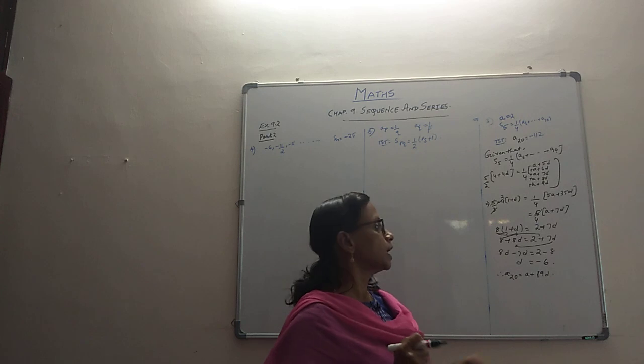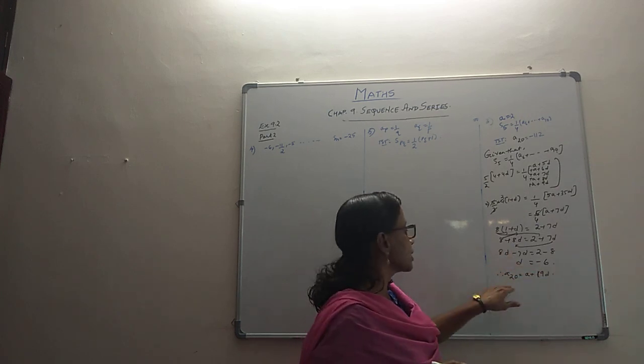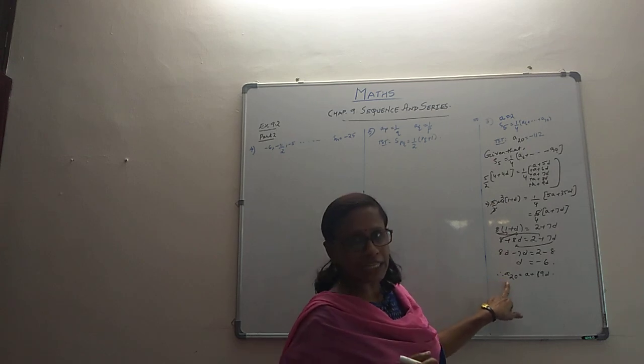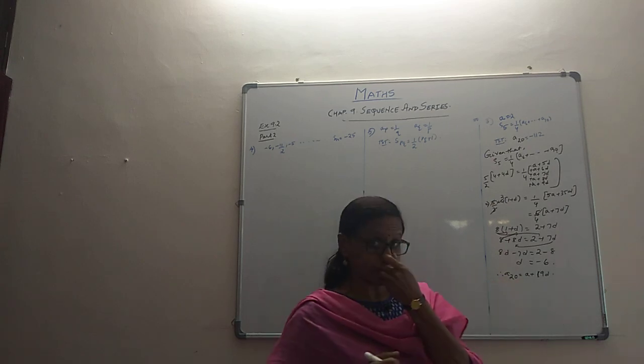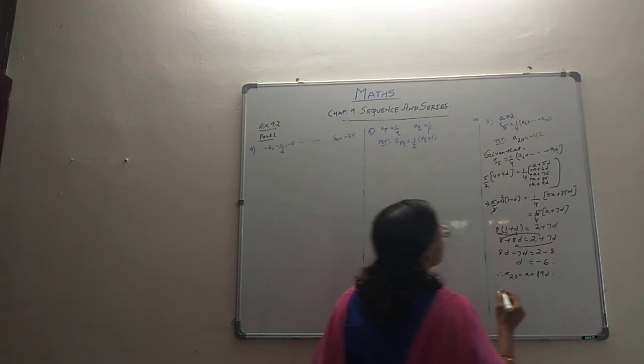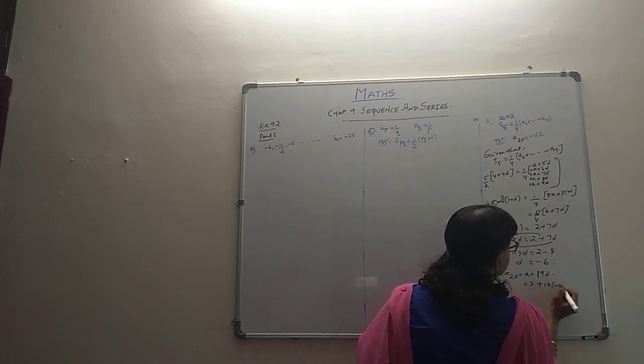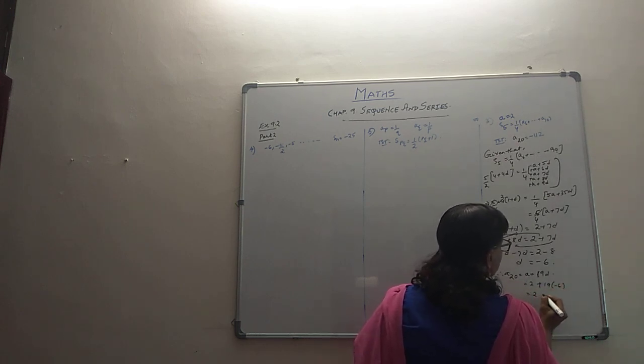We should complete it. We had reached d as minus 6. The 20th term is what we had to find. So a20 by formula is a plus 19d. We have got all the prerequisites, so we can substitute and get the answer. a for us is 2, and 19 times minus 6, let's find out, is how much?